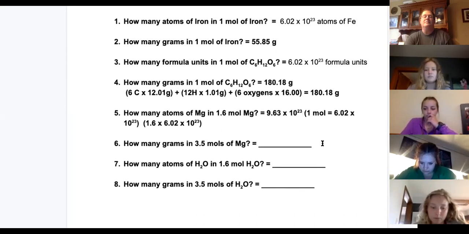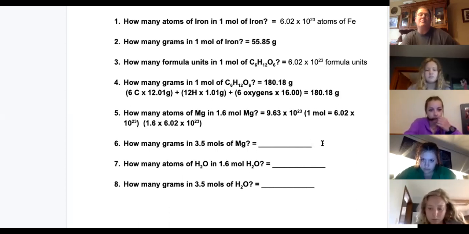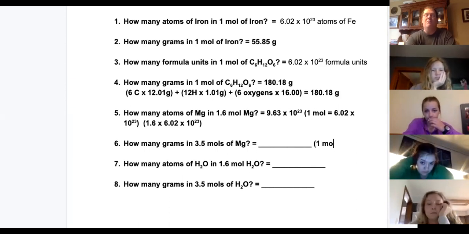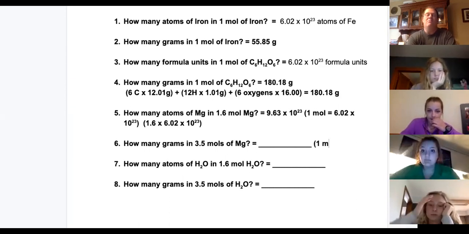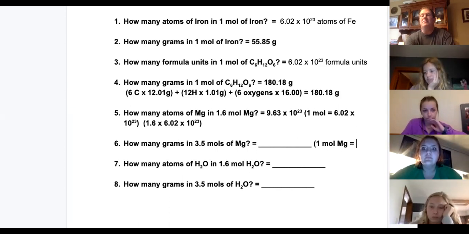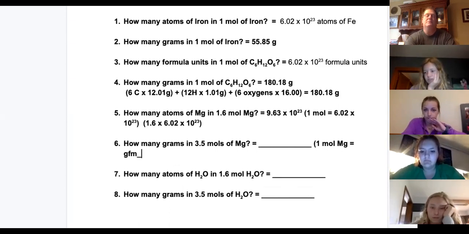Hey, Lexi, how many grams in 3.5 moles of magnesium? Well, again, it's just a conversion. We know that in one mole of magnesium, there's the gram formula mass of magnesium. So you have to look at your periodic table. And then wherever you find that number, you're just multiplying it by 3.5.